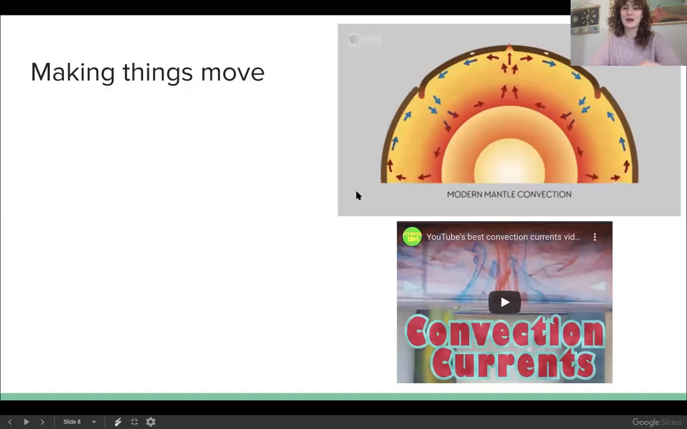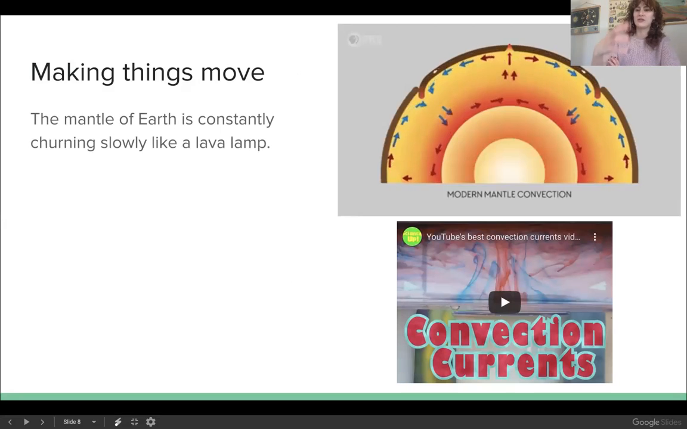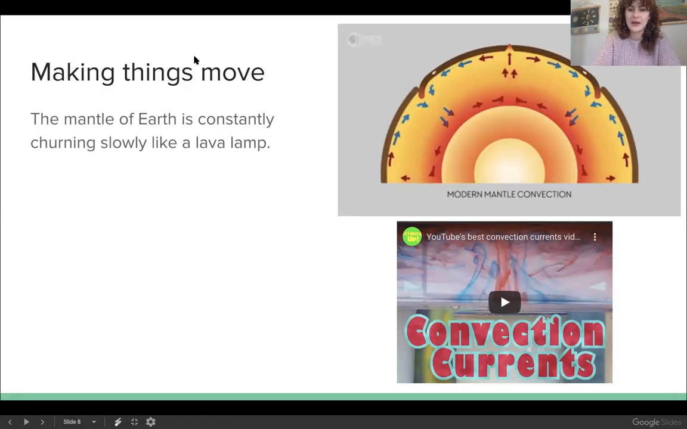All right, so let's talk about how things move on Earth's surface. The mantle of Earth is kind of like a lava lamp. You know how a lava lamp has globs of glowing, gooey stuff, and they break off and float up to the top, and then once they're at the top, they slowly sink back down to the bottom, and that whole pattern starts over. That is also happening inside the Earth's mantle. Remember, the mantle is a flexible part that flows slowly.